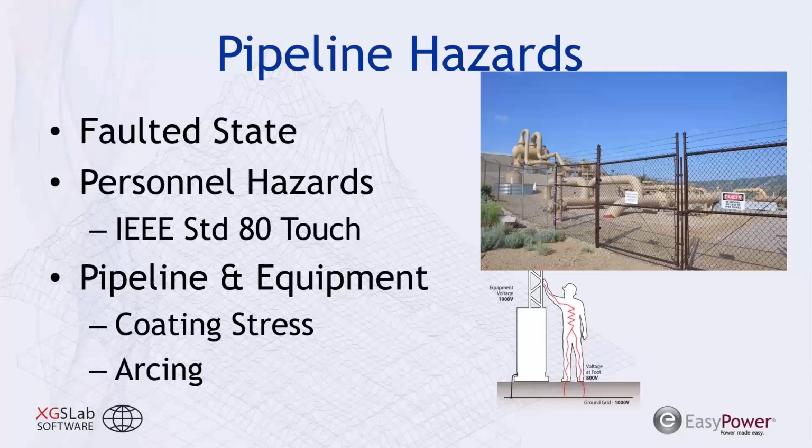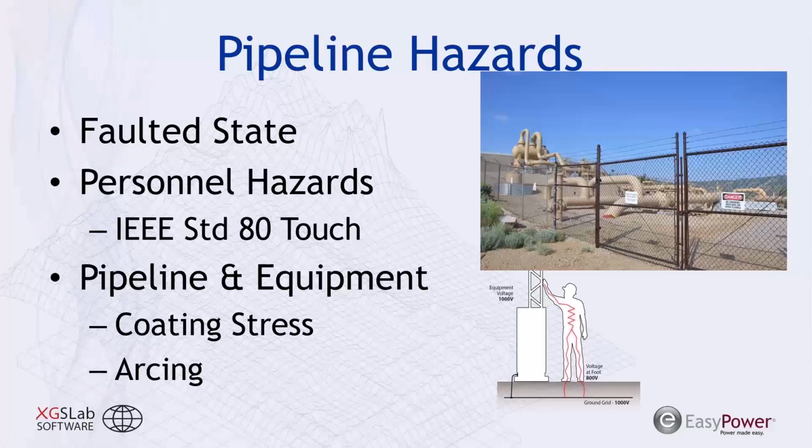And typically the criteria for this is taken from the IEEE standard 80. This standard is associated with grounding of substations, but it provides criteria or calculations for determining how much of this shock voltage the human body can withstand. So we can have 1,000 volts on a piece of equipment, and somebody's feet may be at a potential of 800 volts. So that would be a 200 volt touch voltage.